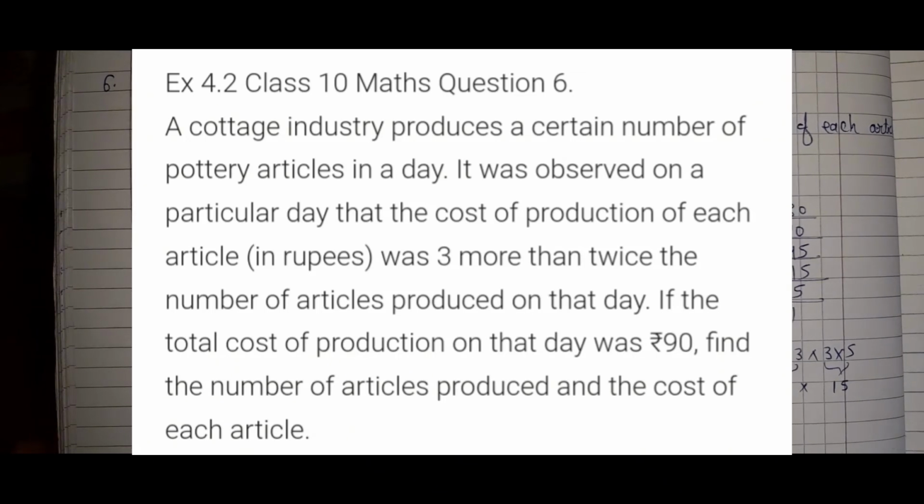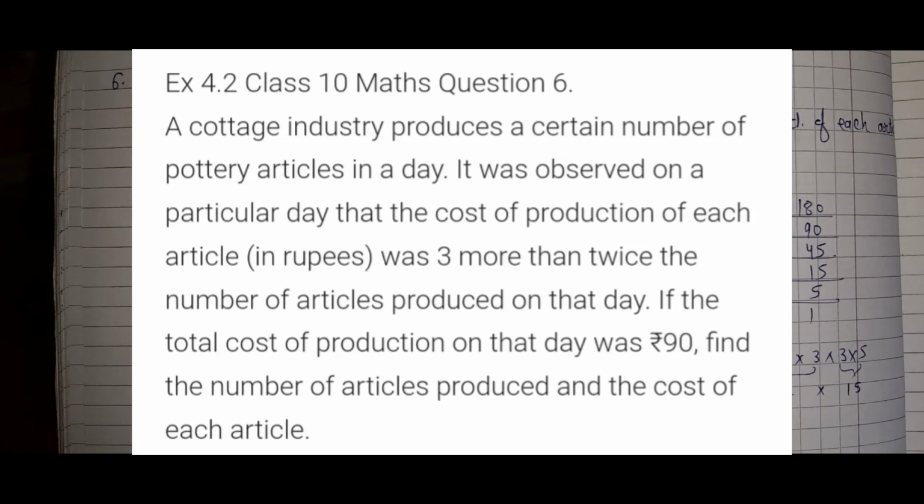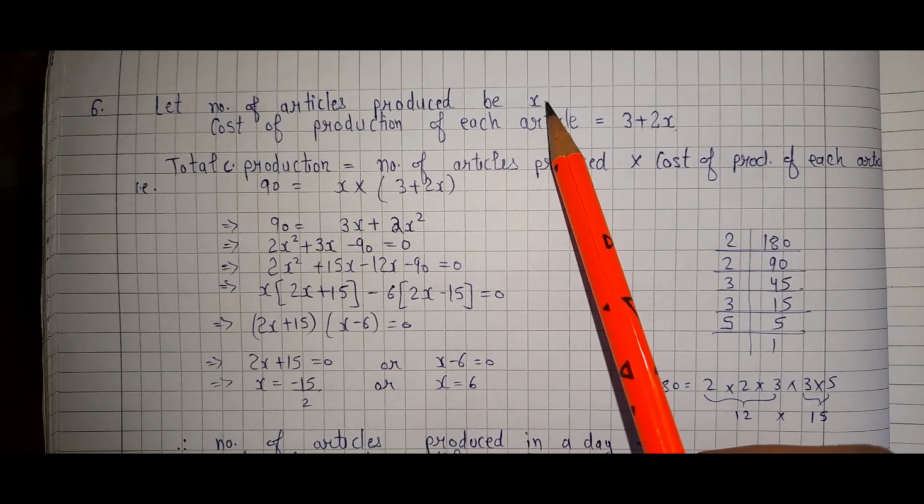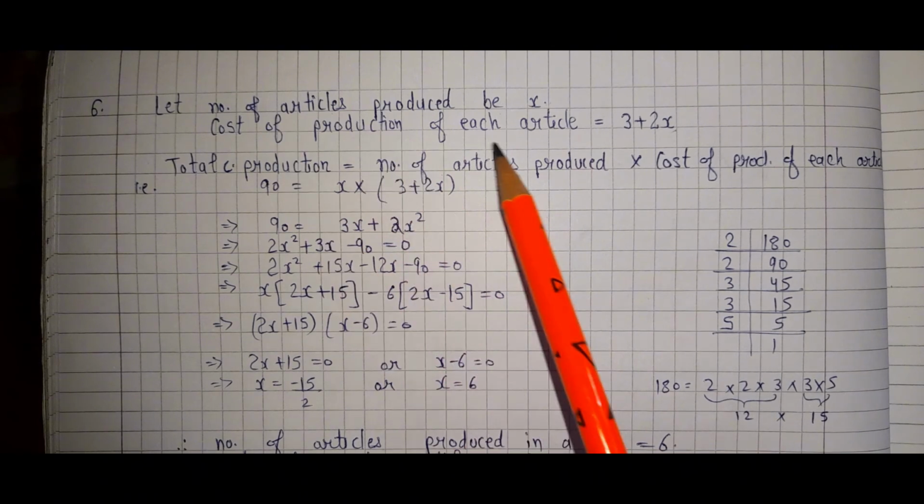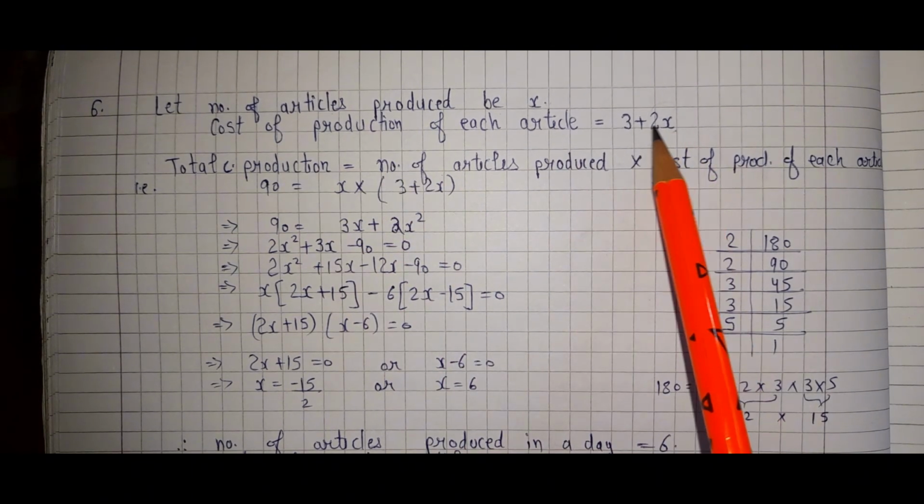Question: a cottage industry produces a certain number of pottery articles in a day. It was observed on a particular day that the cost of production of each article was 3 more than twice the number of articles produced on that day. If the total cost of production on that day was rupees 90, find the number of articles produced and the cost of each article. Let the number of articles produced be x, then the cost of production of each article is 3 more than twice the number of articles produced. It's given in the question.